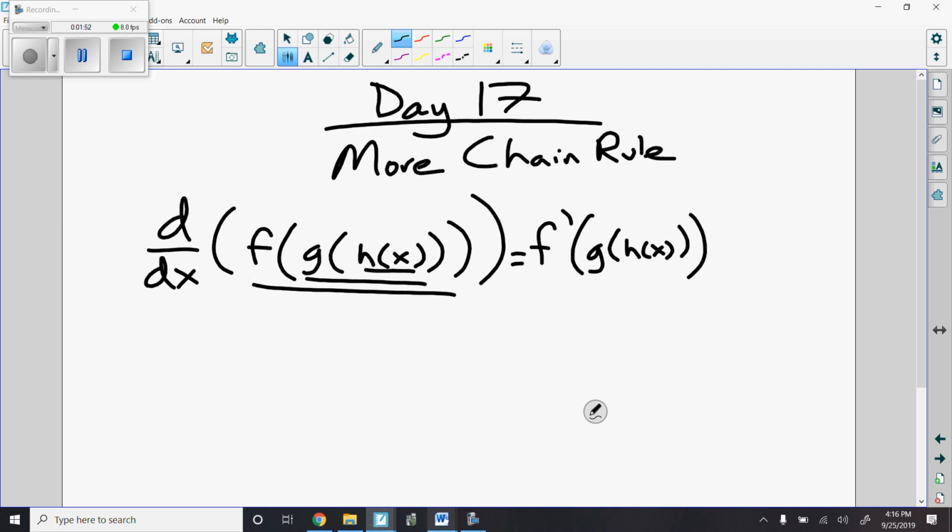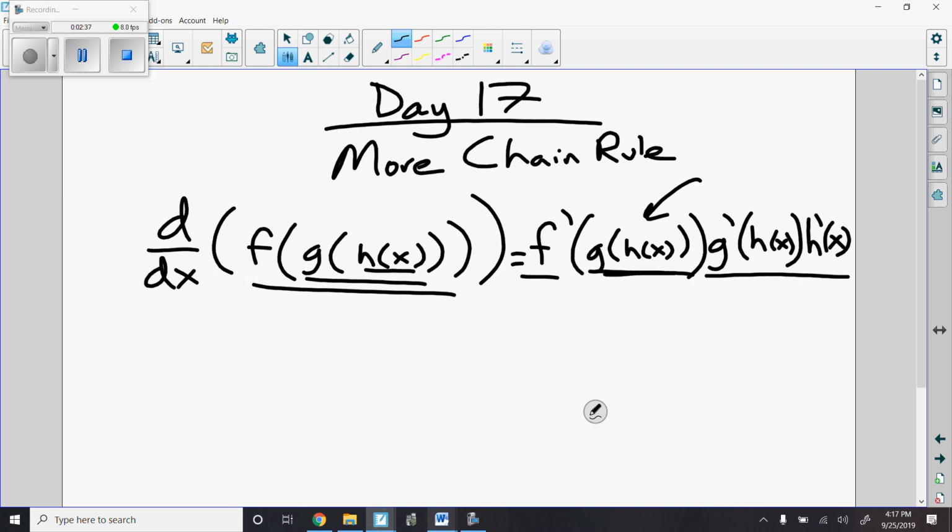So the derivative of the inner function here, g of h of x, has its own chain rule. So it's going to be times, well, if I want to do the derivative of g of h of x, that's what we did in the video yesterday. That's going to be g prime of h of x times h prime of x. So I do the derivative of the outside with respect to the inside times the derivative of the inside. Well, this inner function here, g of h of x, its derivative is g prime of h of x times h prime of x. So it's like we just keep doing the chain rule until we're out of functions to do the chain rule on.